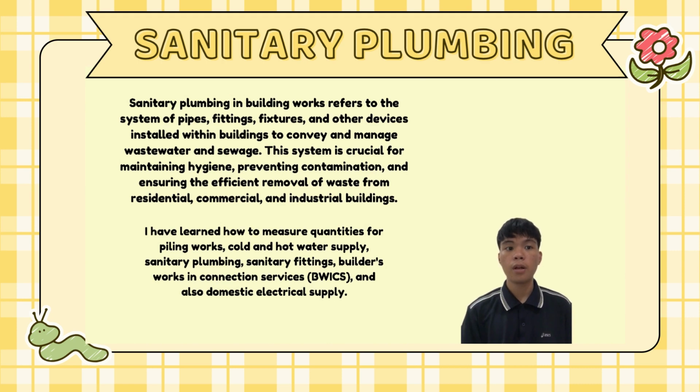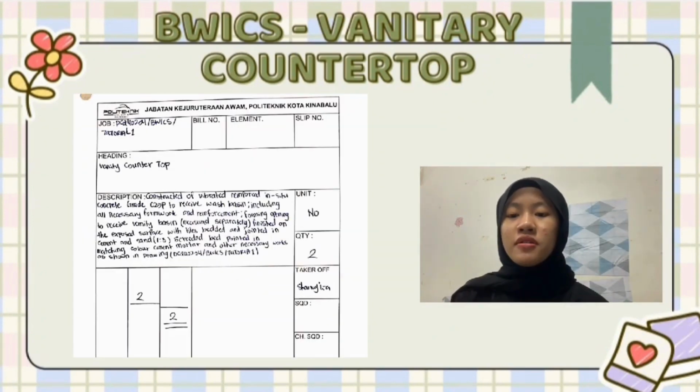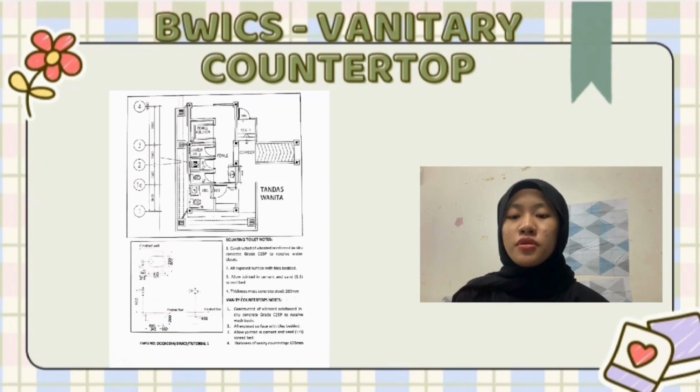So, I have learned how to measure quantities for piling works, cold and hot water supply, sanitary plumbing, sanitary fittings, builders works in connection with services, BWICS, and also domestic electrical supply. This is the taking off list for BWICS, which is vanity countertop, unit number. Description for vanity countertop is based on the drawing. This is the drawing given.